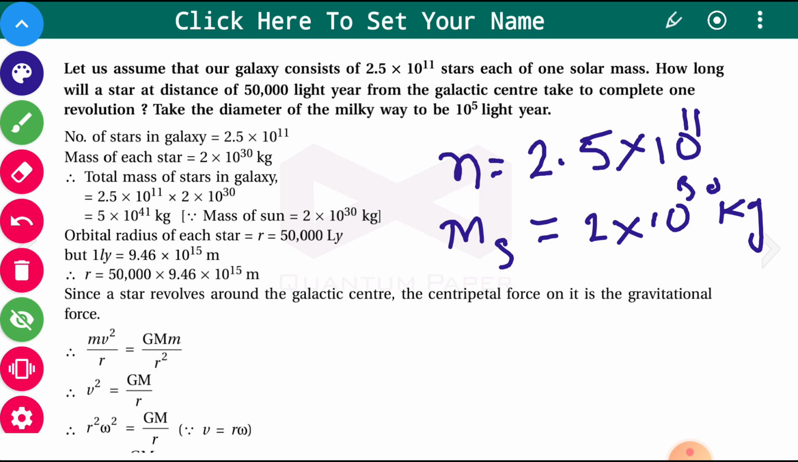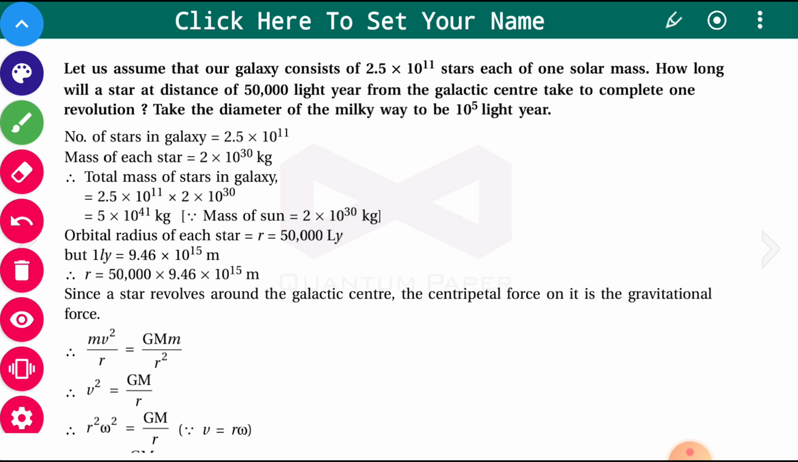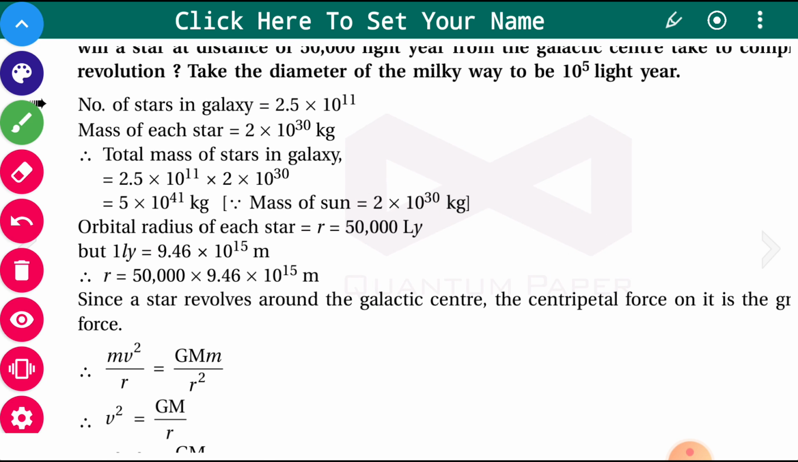So the total mass of the galaxy, try to understand. The total mass of all the stars in the galaxy will be the product of these two, that is 2.5 into 2, that becomes 5 into 10 raised to 41. So this data is first taken into consideration. The total mass of the stars in the galaxy is 5 into 10 raised to 41 kg.